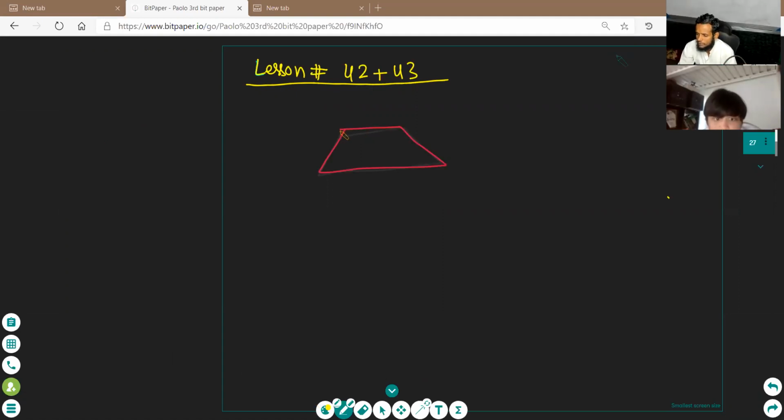Yes, this is a trapezium, but you are not trying for the perfect one. You should choose a slant tool and then you can draw. Give it a name: A, B, C, D. Okay. Good.